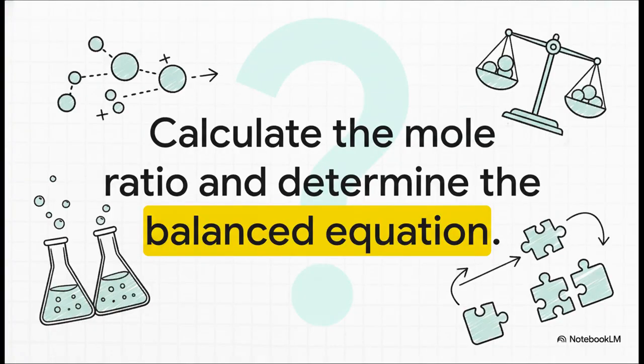So what do they actually want us to do here? It's asking for 2 things. First, we need to figure out the simplest ratio of iron to chlorine atoms in the product. And second, we have to use that to write the final balanced chemical equation. It's a classic reacting masses calculation.